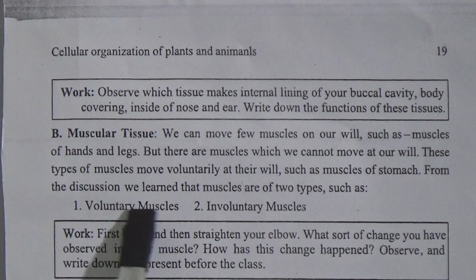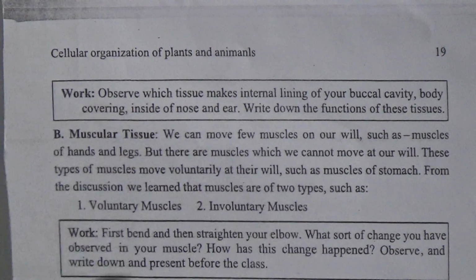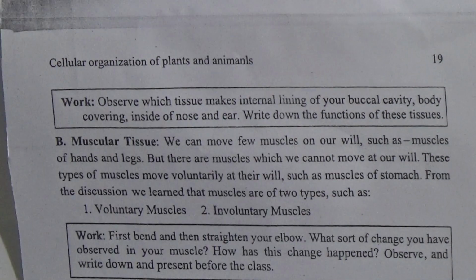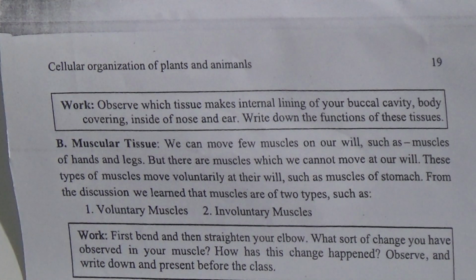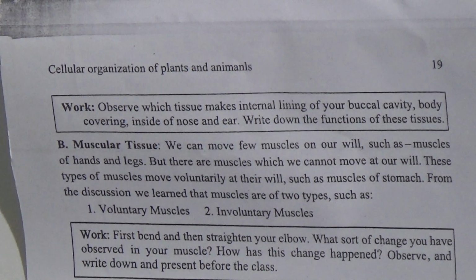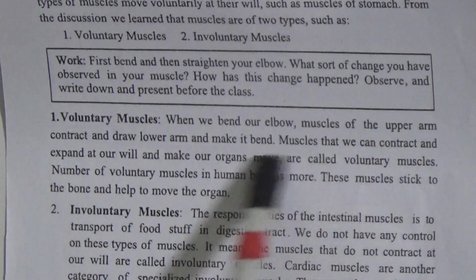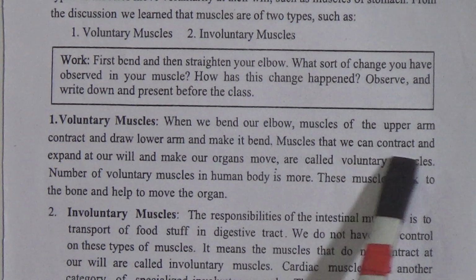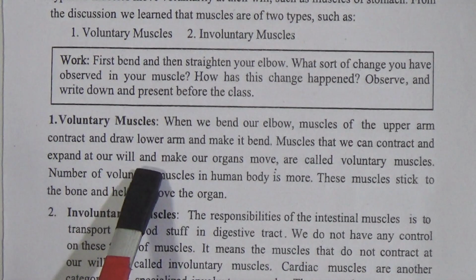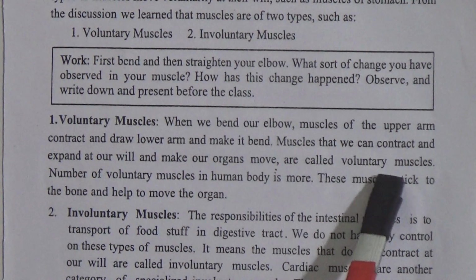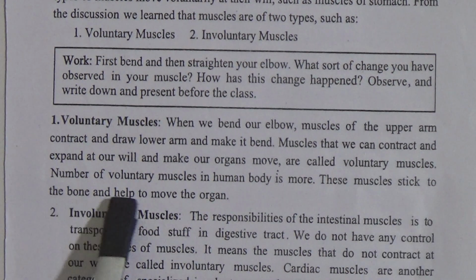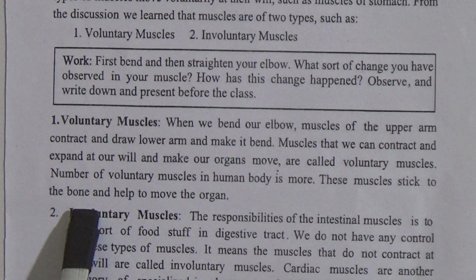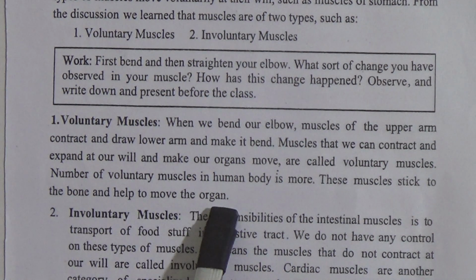From the discussion we learned that muscles are of two types: voluntary muscles and involuntary muscles. Here are voluntary muscles. When we bend our elbow, muscles of the upper arm contract and draw the lower arm and make it bend. Muscles that we can contract and expand at our will and make our organs move are called voluntary muscles. The number of voluntary muscles in the human body is greater.